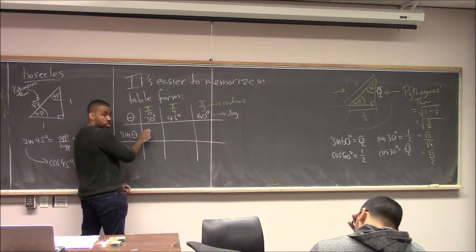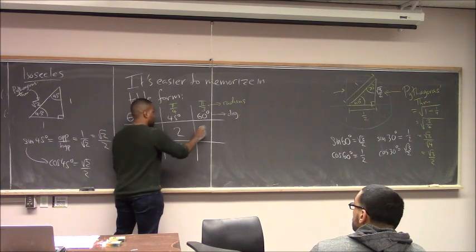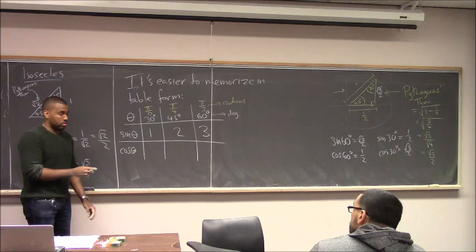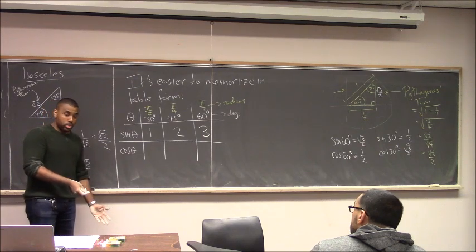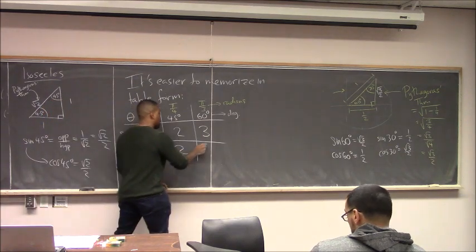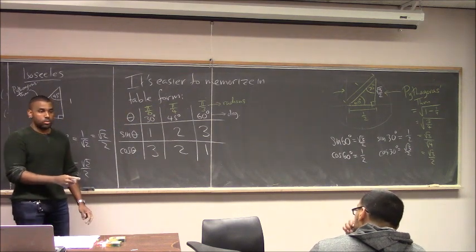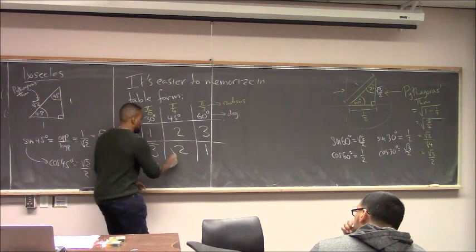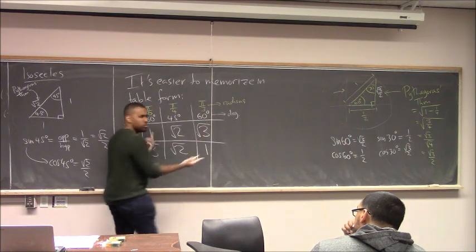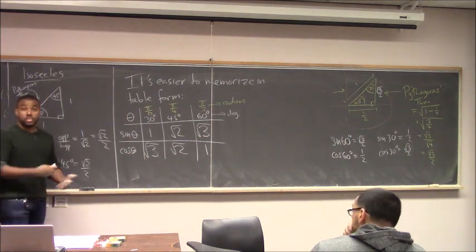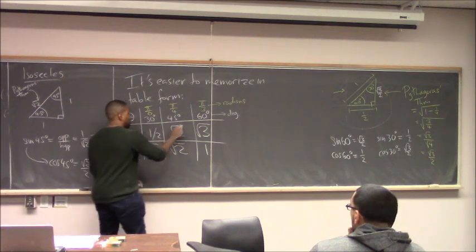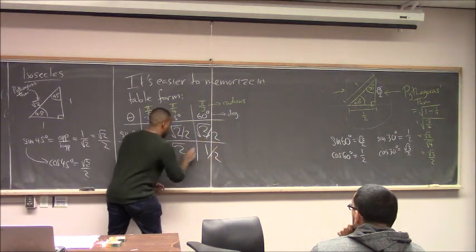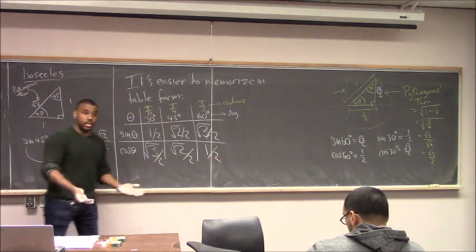Count up from 1 to 3. 1, 2, 3. 3, 2, 1. Backwards of cosine. 3, 2, 1. Take the radical, everybody. Radical of 1 is just 1. Then divide everyone by 2. And that's all the angles.